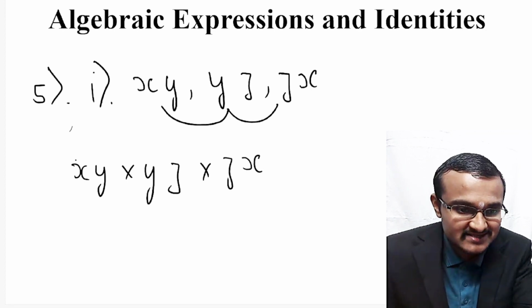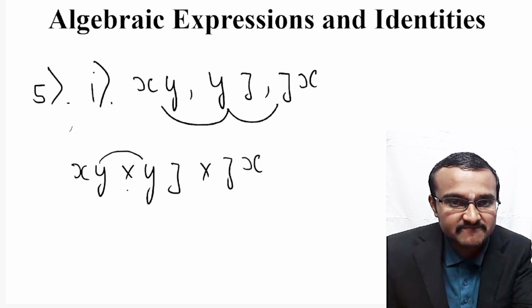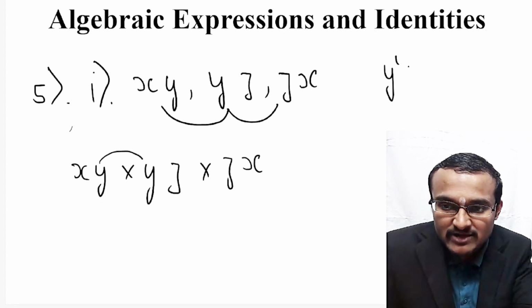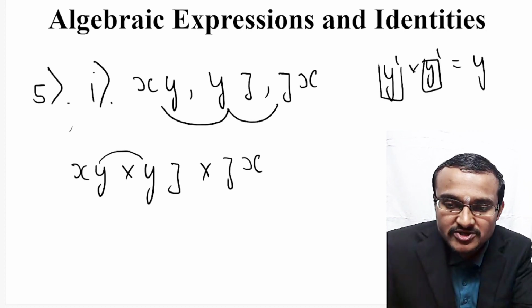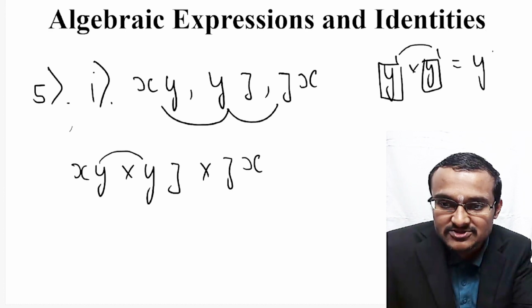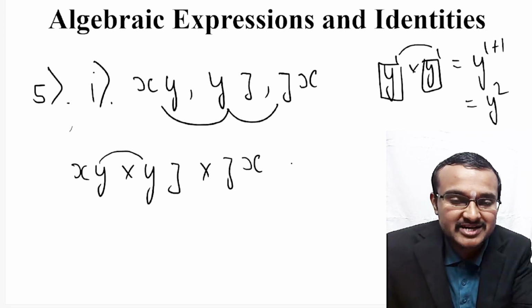So here you can clearly see, you can actually perform multiplication between this y and y. So y into y means it is actually y power 1 into y power 1. So what is y power 1 into y power 1? Because y is a common base, you can add these two powers. So that is 1 plus 1. So y power 1 into y power 1 will be y square, that is y power 2.